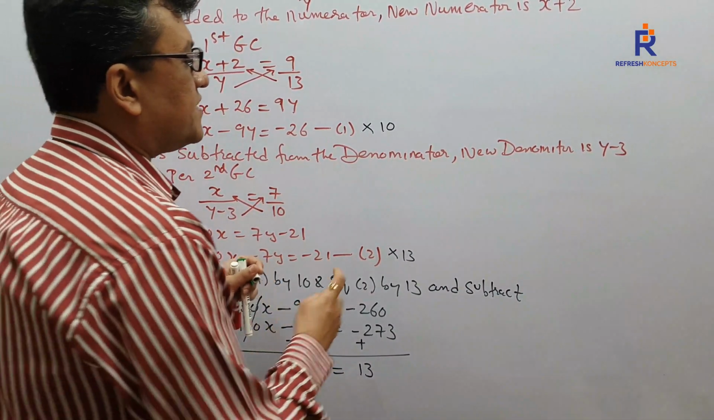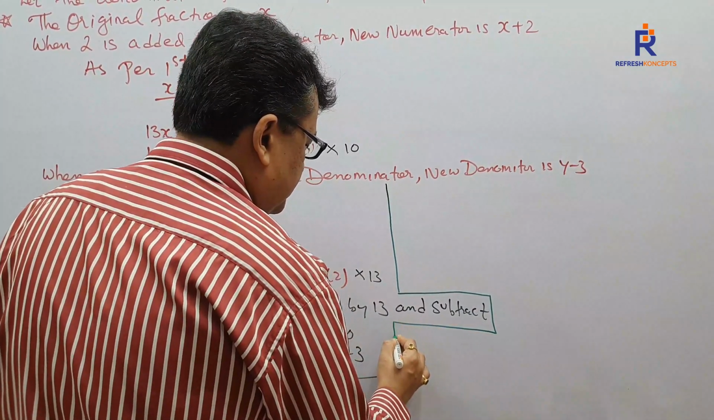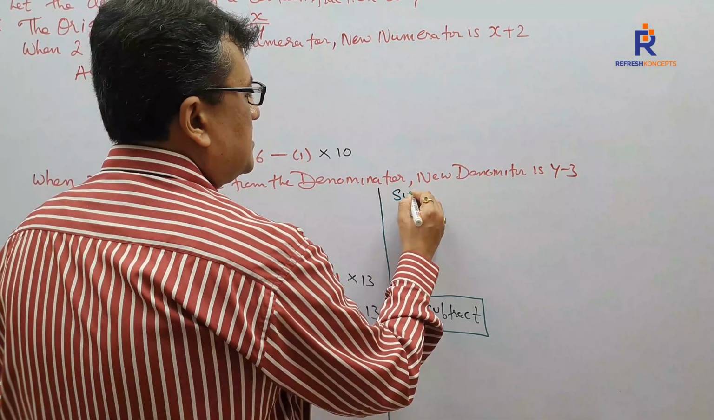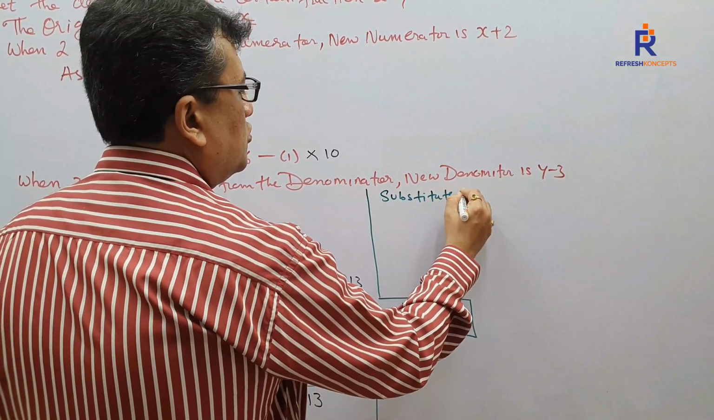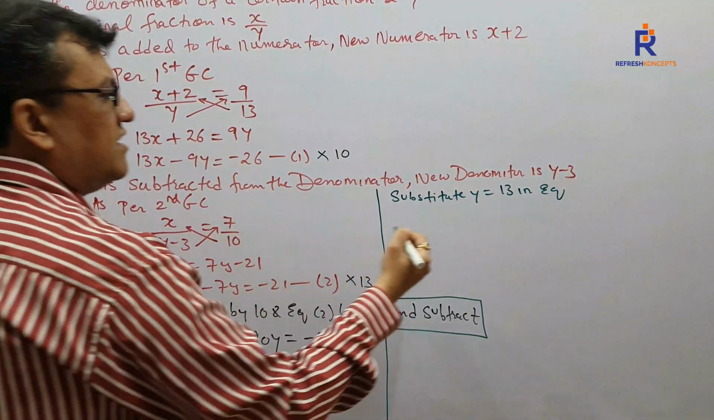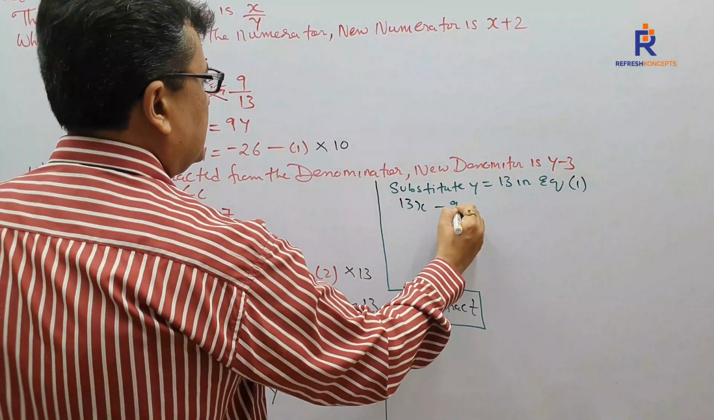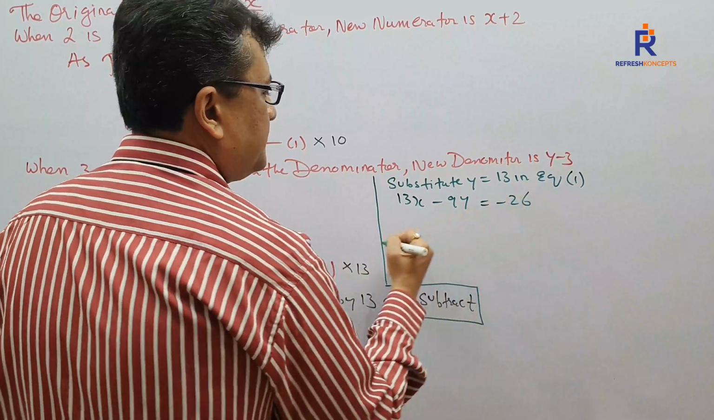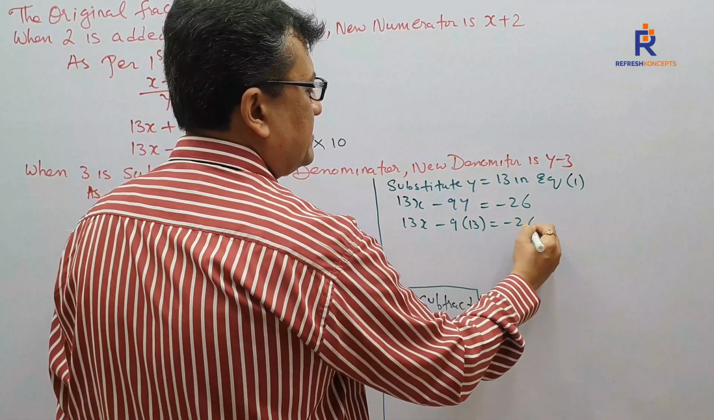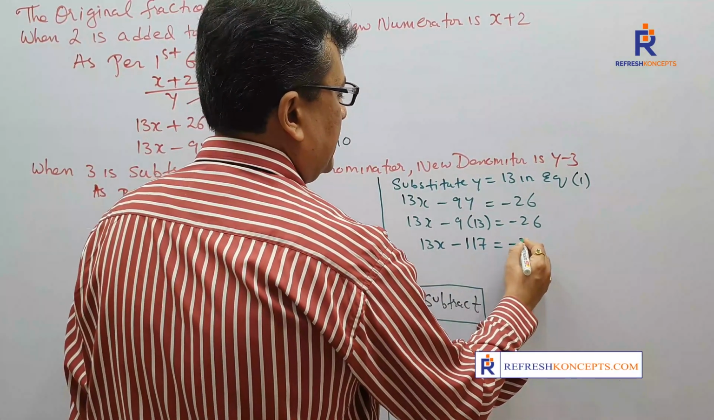Now we proceed further. We have less space, so I'm sorry for this, but this is how we are going to do it further. Substitute y equals 13 in an equation. Which one will you take? 1? Okay. In equation number 1, when I substitute, 13x minus 9y is equal to minus 26. 13x minus 9 into 13 is minus 26. 13x minus 117 is minus 26.